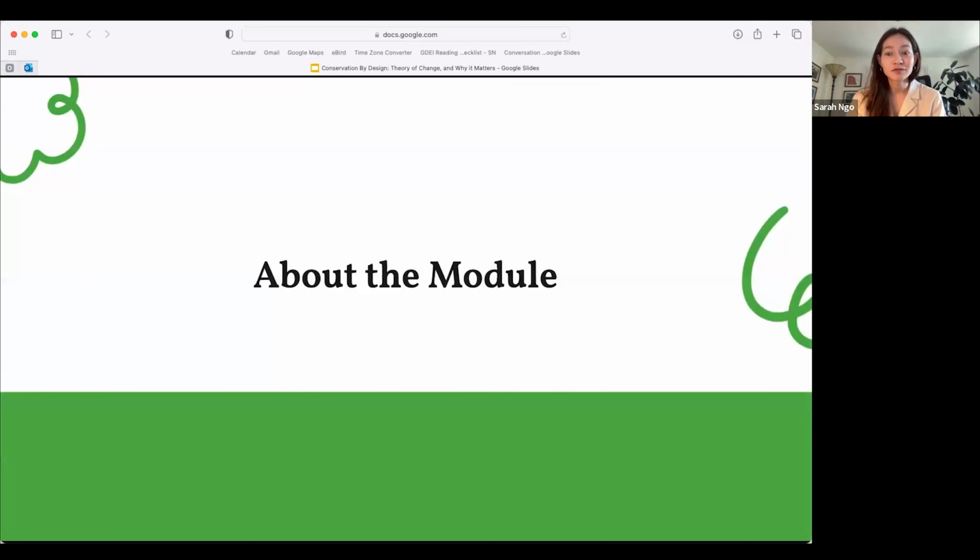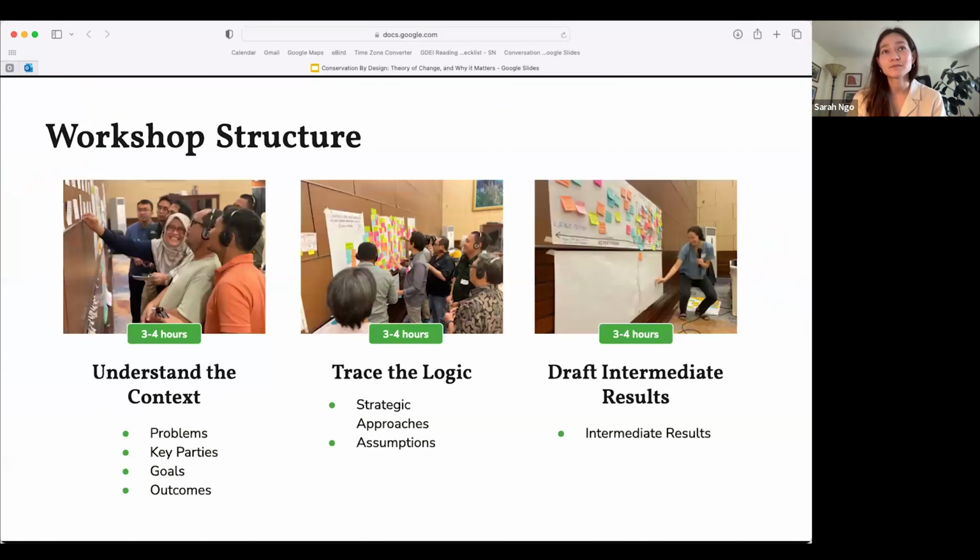Okay, just a few minutes talking about the module itself. So the workshop is structured in 3 parts that are meant to be about 3 to 4 hours each. As you can see, it can be run in person or virtually. But this is the suggested approach. Want to acknowledge that different teams who have done different amounts of preparatory work or are at different phases in their implementation cycle might need to customize or adjust this approach based on their own situation.